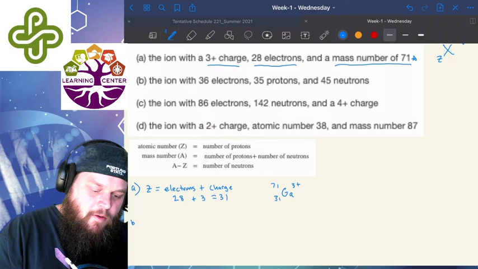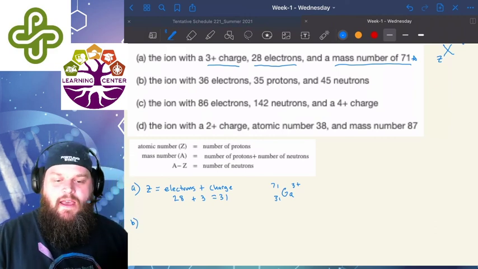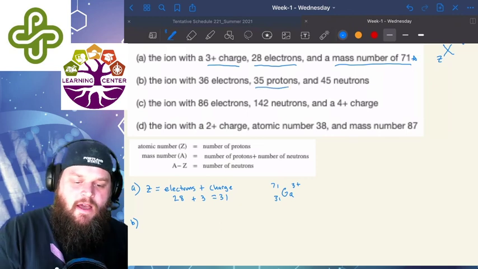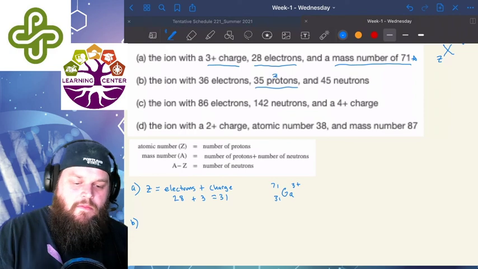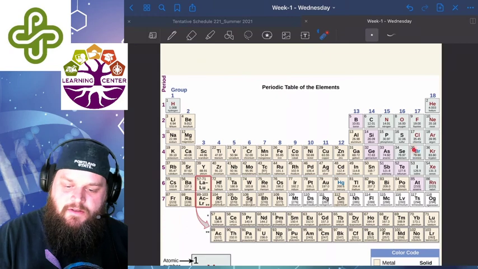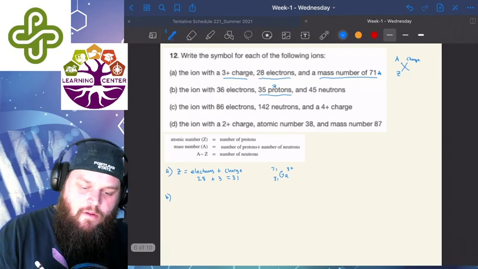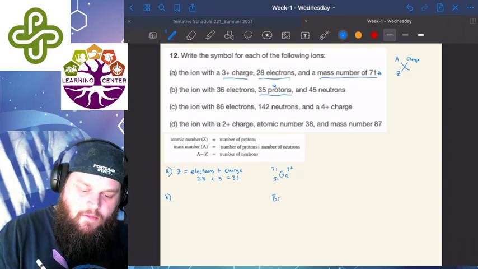For part B, we want an ion with 36 electrons, 35 protons, and 45 neutrons. Well, 35 protons, that right there tells us Z. So I can go over to here and see, yep, there it is, bromine has 35 protons. 35 is the atomic number. So I know I'm going to have bromine 35.